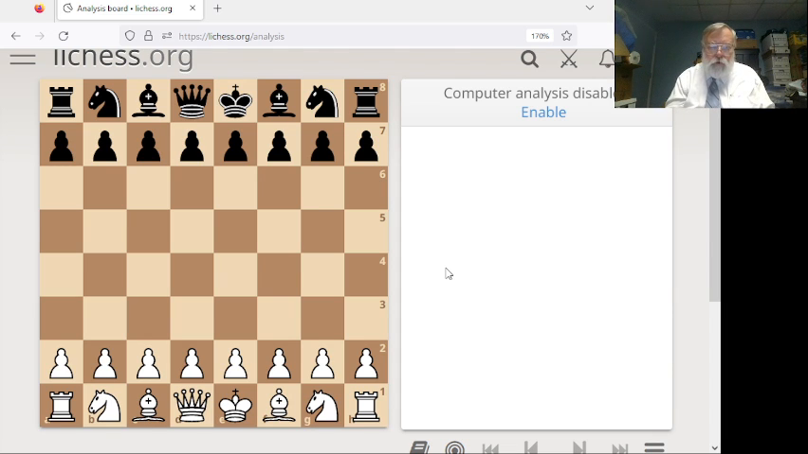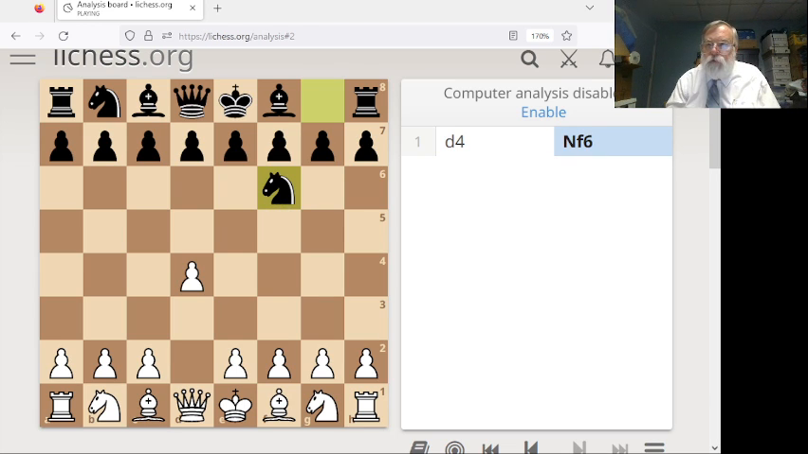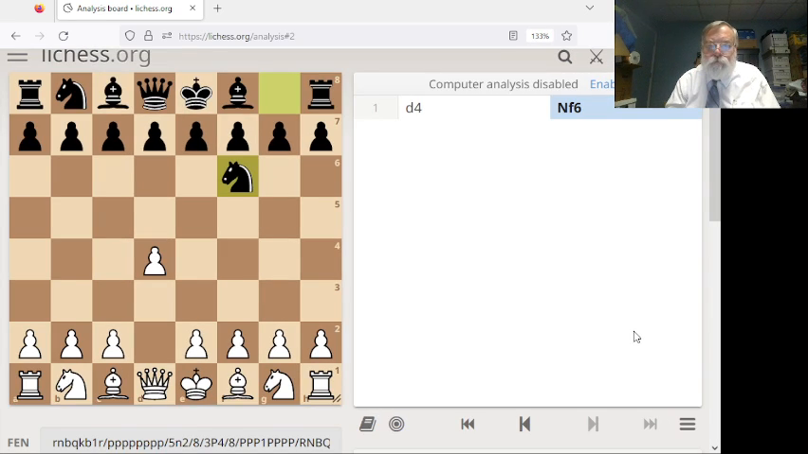So let's review how we got to this position. I played d4, and my opponent played knight f6, and I can already see I'm going to have to change the perspective on this board a little bit. This is my teaching size. I need to drop it down, I think.